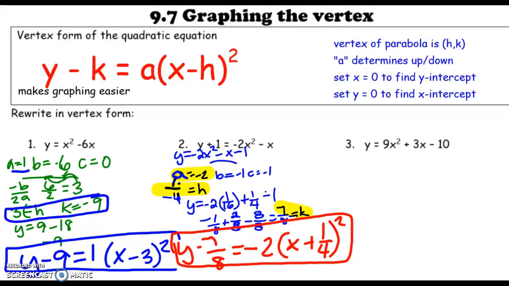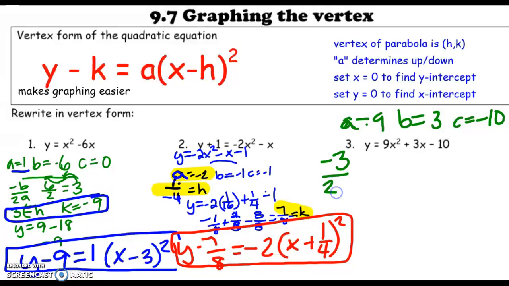Moving to number 3, I know that my a equals 9, my b equals 3, and my c equals negative 10. From here, I'm going to do the opposite of b over 2a, so negative 3 over 2 times 9, which would be 18. So negative 3 over 18 can reduce down to a negative 1 over 6. That's going to be my h. I'm writing really big, so it's going to have to get smaller. I'm going to plug that in.